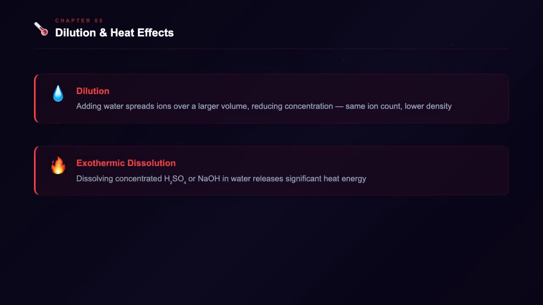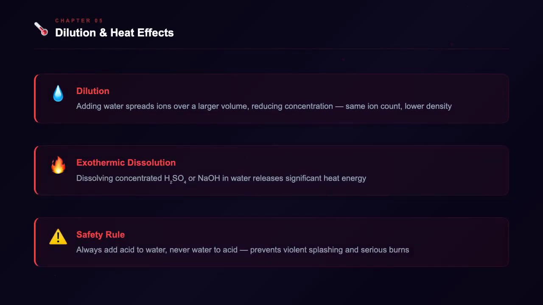Dilution is the process of decreasing ion concentration by adding water. When you add water, the number of ions stays the same, but they spread across a larger volume, so concentration drops. Dissolving certain substances in water releases heat energy, an exothermic process. This is especially true for concentrated sulfuric acid and sodium hydroxide.